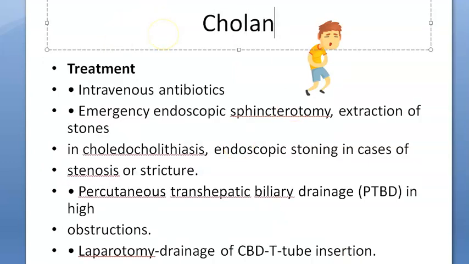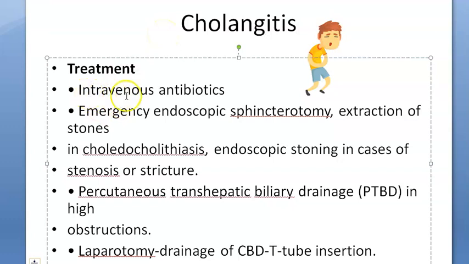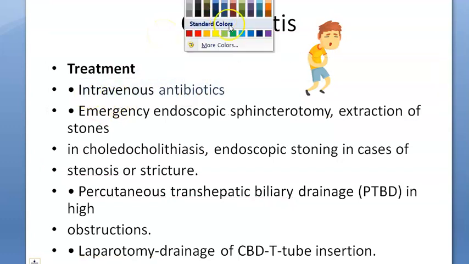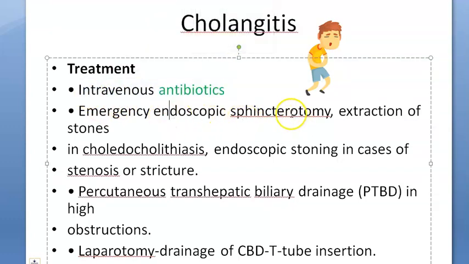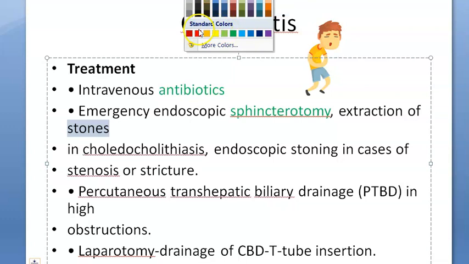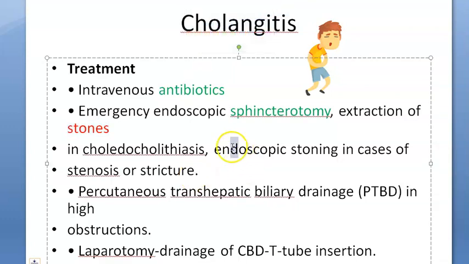Now talk about cholangitis treatment. Infection, give antibiotics. Do endoscopic sphincterotomy. Fix the sphincter. Remove the stasis, let it move, remove the stones. If there is choledocholithiasis, remove these stones. Stones, remove them. Endoscopic stoning in case of stenosis or stricture. Just remove the stones.